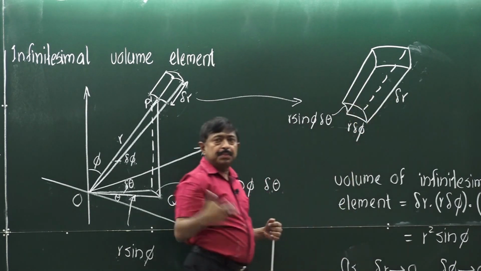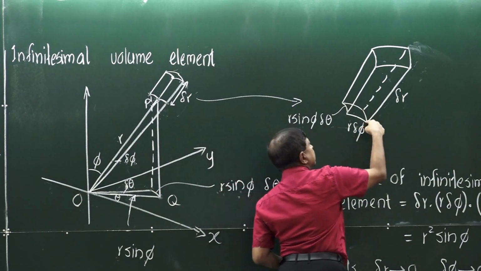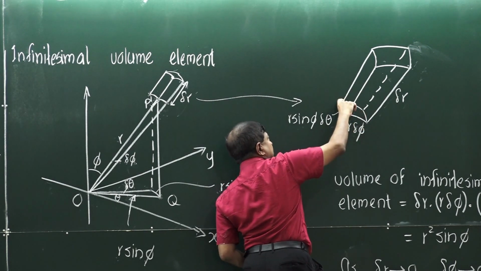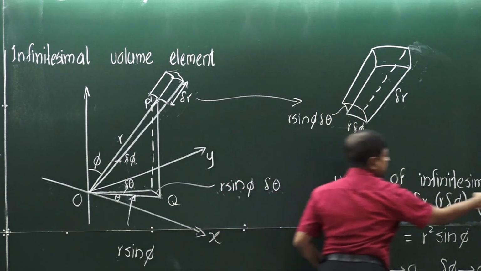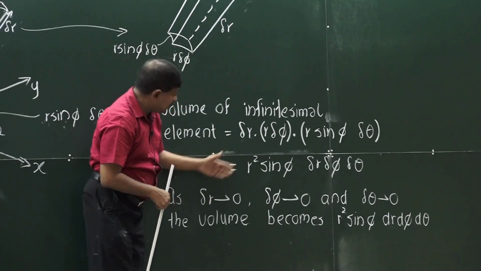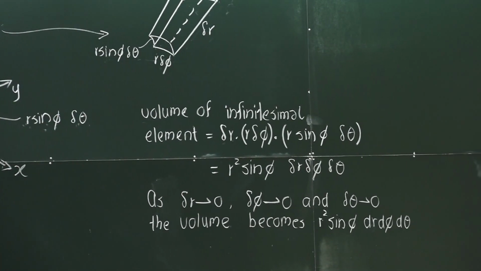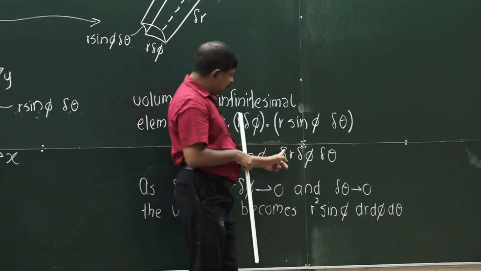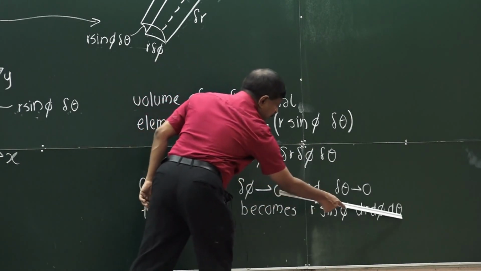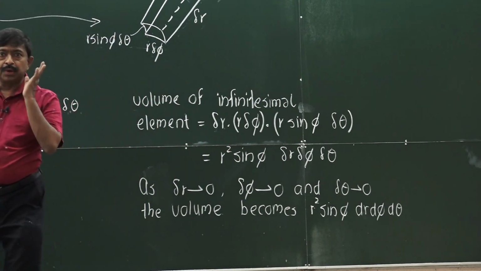Now, the volume should be the product of these sides. So, the volume of the infinitesimal element is delta r times r delta phi times r sin phi delta theta. Now, you can gather these terms and you will end up with this one. When delta r, delta phi and delta theta all go to 0, you can replace these by dr, d phi, d theta. So, this is the infinitesimal volume element in the case of spherical polar coordinates.